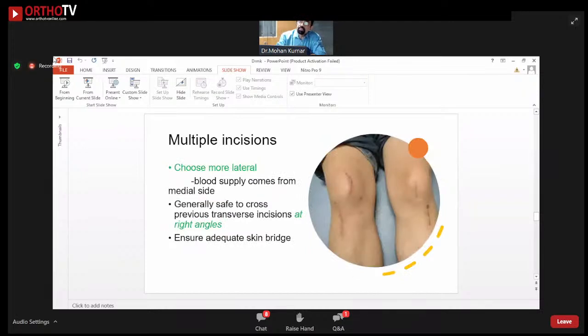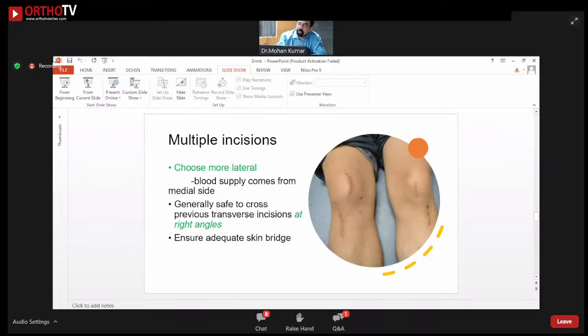When there are multiple incisions, longitudinal or parallel incisions, then the better idea is to choose the lateral one. Go through the most lateral incision, because the blood supply is coming mainly from the medial side. If there is a transverse incision, like an old patella repair or something, then it's better to bisect that incision at right angle.